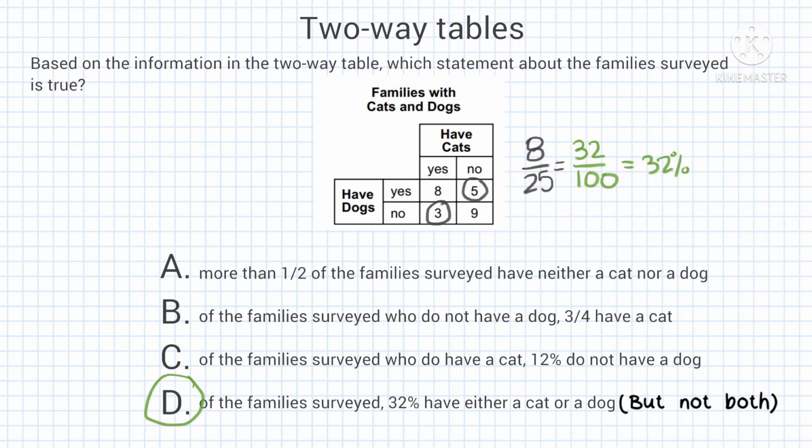11 of the families have a cat. 3 of those people don't have a dog. 3 out of 11 is not equal to 12%, so C is wrong too. D says 32% of families have either a cat or a dog, but not both. 8 out of the 25 families have either a cat or a dog. If we write 32% as 32 out of 100, 8 out of 25 is equal to 32 out of 100, or 32%. So D is the correct answer.